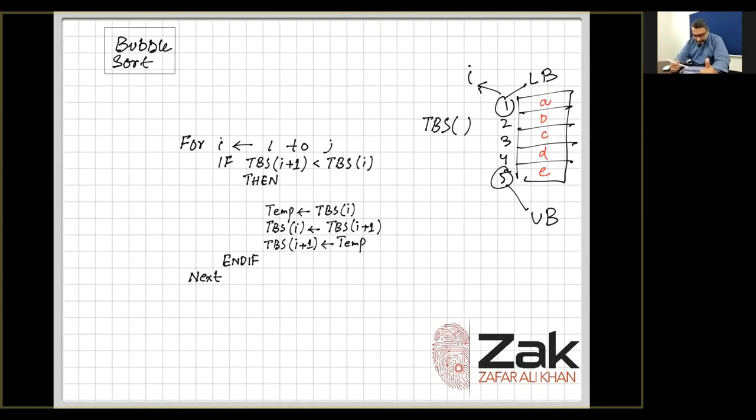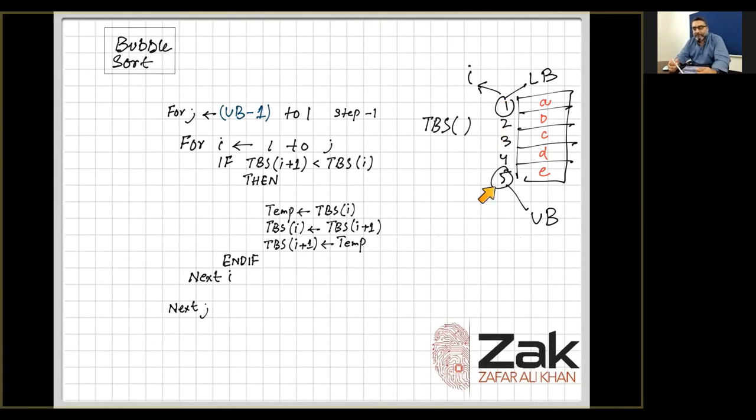Now, as we know that when the first time the inner loop goes on, the largest value will come down, we start from the largest upper bound minus 1 to 1.